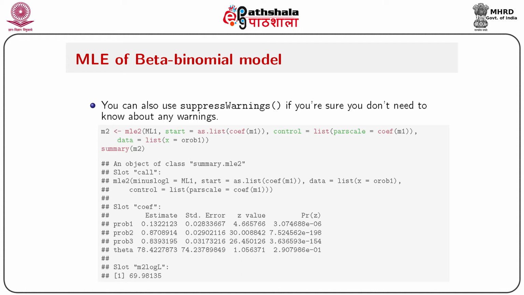So here is an M2 that has been defined. So mle2, start as dot list, coefficient of beta 1, control equals list, parscale is coefficient of beta 1, data equals list, x equals ORO B1, and summary of M2 comes out like this.